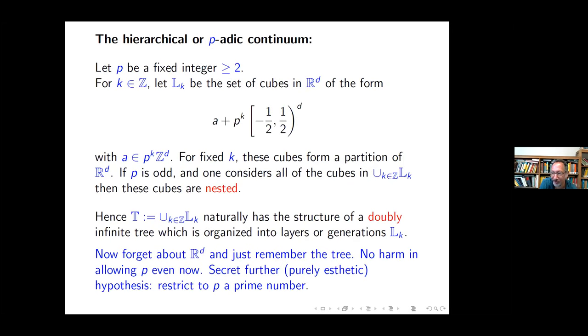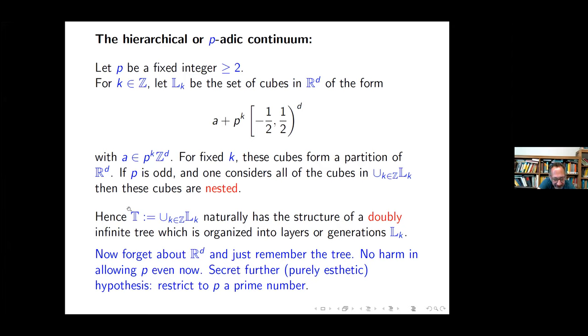Okay, now really the start of my talk. So what is this p-adic or hierarchical business? Okay, so take p, a fixed integer, at least two. If you look at the cubes of size p to the k, where k can be any integer, positive or negative, you look at basically a partition of R^d by cubes of that size, which are centered around lattice points where the mesh is p to the k. I'm using centered; you could also put things on the corner, but it's better to take centered. So for fixed k, these cubes form a partition of R^d. Now, if you put all the scales together, then these cubes are either disjoint or one contained in the other. So they have this nested structure. But for this, you need p to be an integer. Easy exercise.